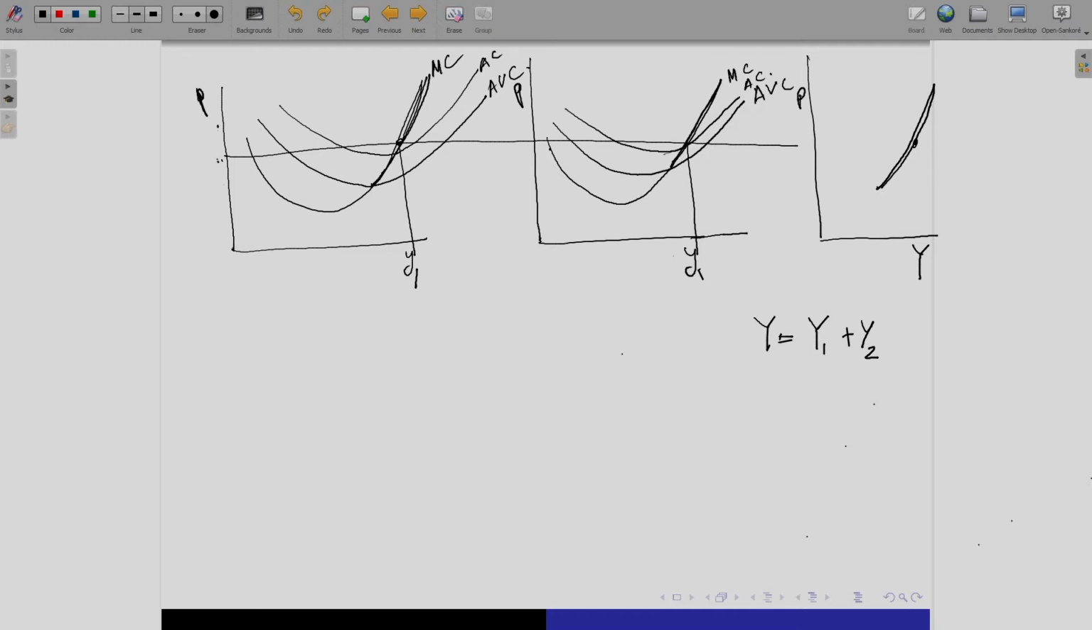So from this what do we get? That the market supply curve, the price here, is always going to be upward sloping.